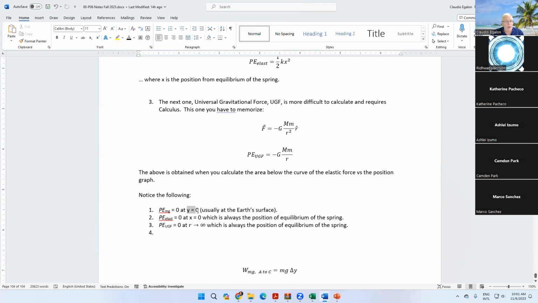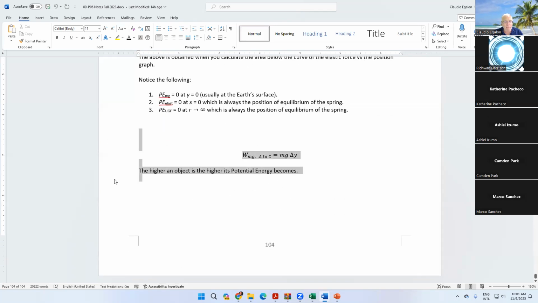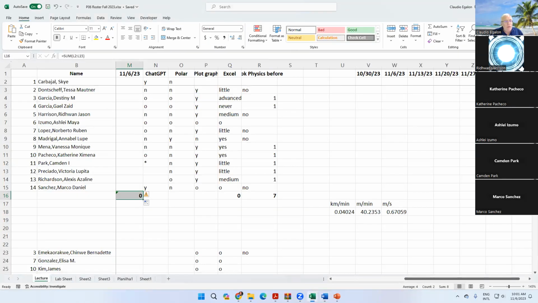Y equal to 0 is an arbitrary position, okay? But it's usually at the Earth's surface. Here is always at the position of equilibrium of the spring. And here it's always at a distance that is infinitely distant from the object. When r is equal to infinity, this term here becomes 0. And what I want to do now, any questions before we move forward?